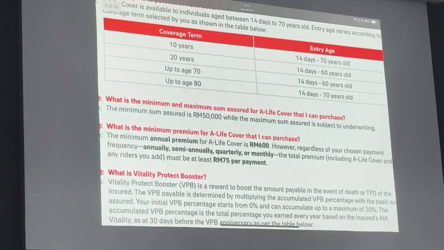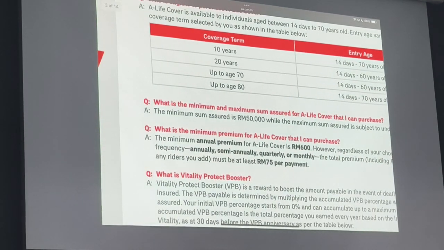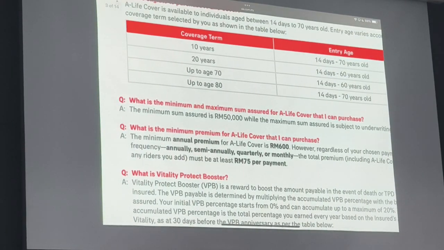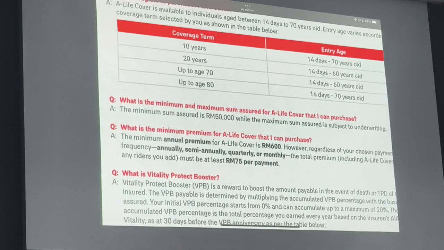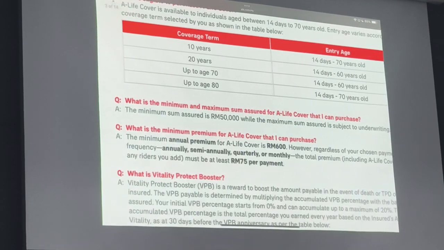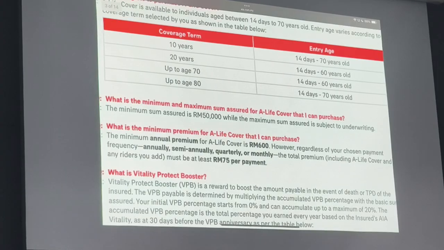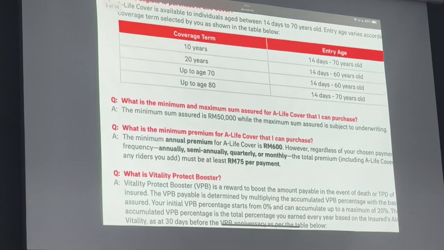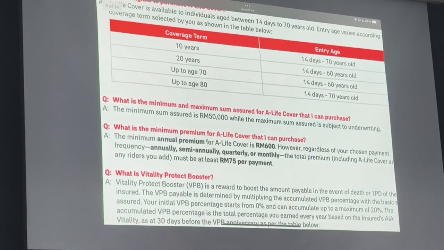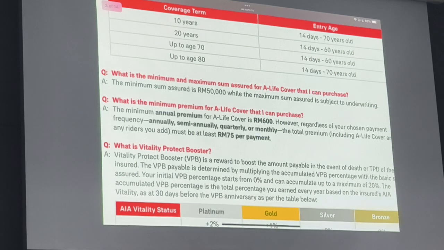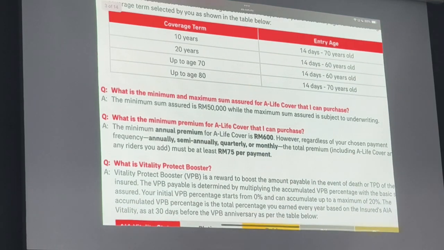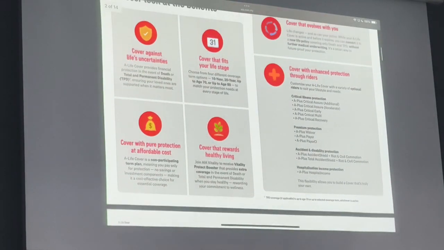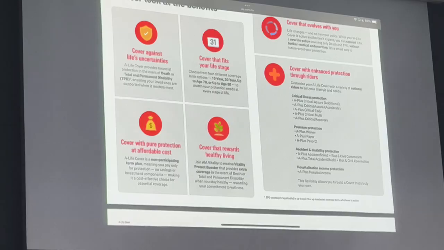So you can choose the payment. This one has a bit of flexibility: either annual, semi-annual, quarterly or monthly. So the total premium including A-Life cover and any riders. What does riders mean? Yes, add-on products. So it must be at least RM75 a month. For riders here we have premium protection.